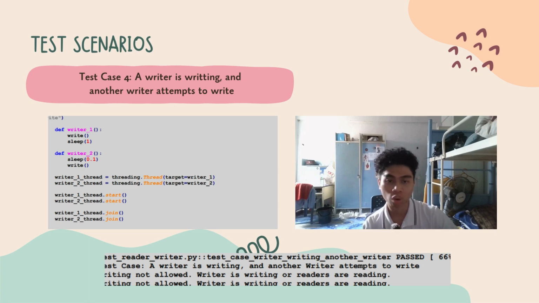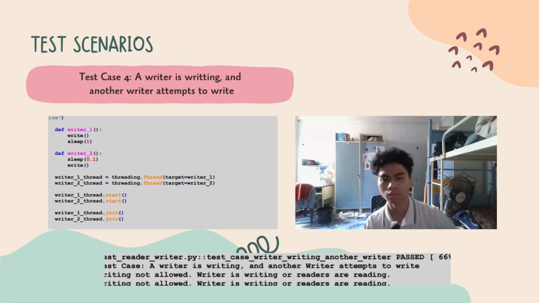Let's dive into the code. So in this function, we have two writers, which is writer 1 and writer 2. Writer 1 will call a write function and then continues to write for 1 second. And then writer 2 tries to write. It will wait for 0.1 second and then it tries to write. So we use thread to run this function simultaneously, and the start and join methods to start and wait until the thread finishes.